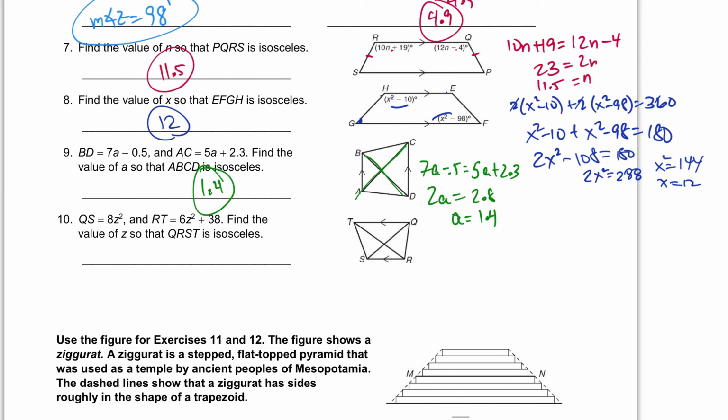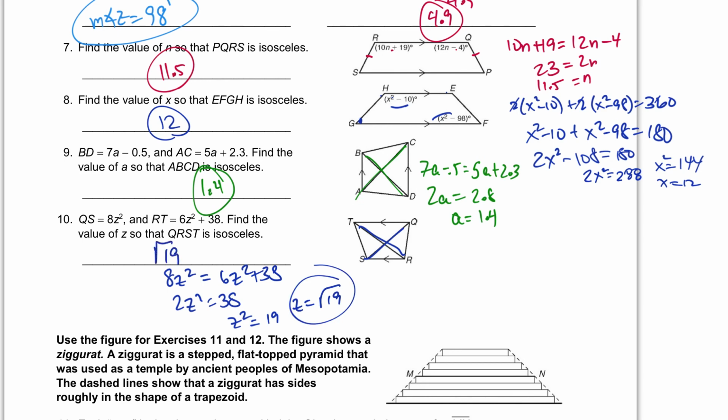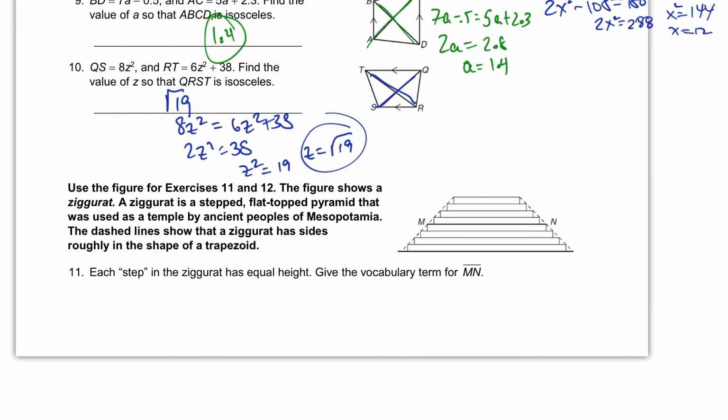All right, next one. Let's see what we got. And it says QS is 8z squared. RT is 6z squared plus 38. Find the value of z. Okay, again, for it to be isosceles, those two must be congruent. So 8z squared would equal 6z squared plus 38. 2z squared equals 38. z squared equals 19. So z is going to be the square root of 19. Square root of 19.